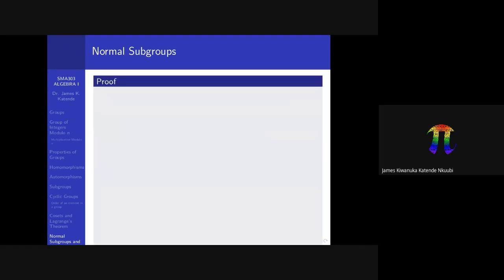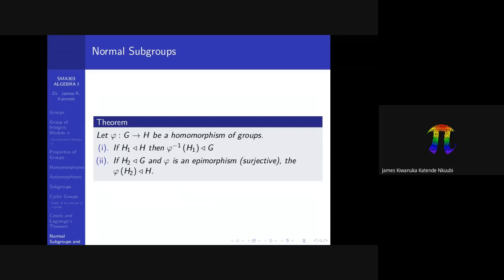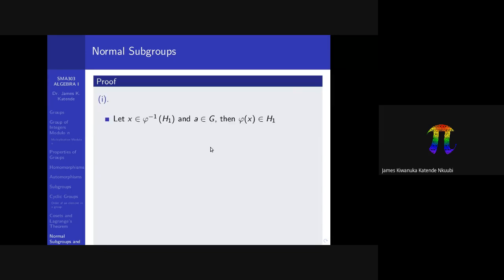So let's go next. Let's go back and so we want to prove this first one. This first one says if H1 is a normal subgroup of H, then the preimage of H1 must be normal in G. So we want to show that the preimage of H1 is normal in G. So let's pick any element X in the preimage and pick any other element A in G. Now, if X is in the preimage of H1, it means the image of X must be in H1 under this homomorphism.